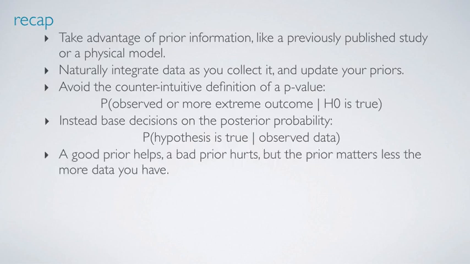A good prior helps, but a bad prior hurts. Remember that when we set our priors, the 50-50 chance for the two hypotheses being true, we said that we were taking an educated guess. So we don't want to just make up our prior probabilities. But the prior matters less the more data you have. So even if you didn't have a great prior to begin with, as you collect more data, you're going to be able to converge to the right probabilities.